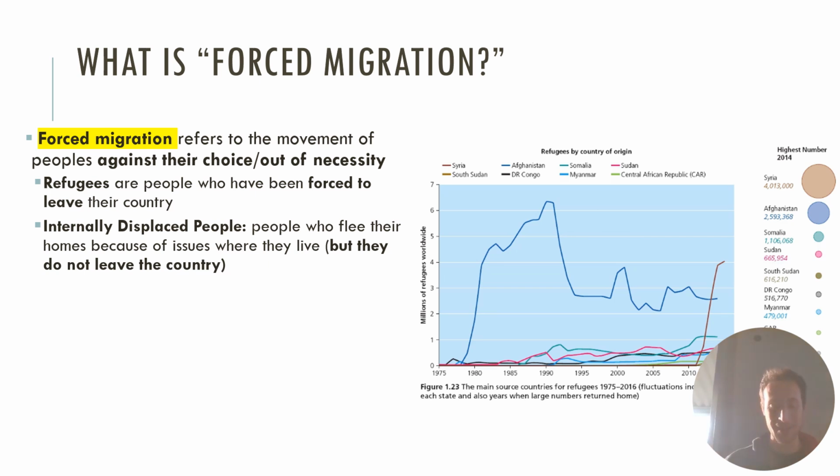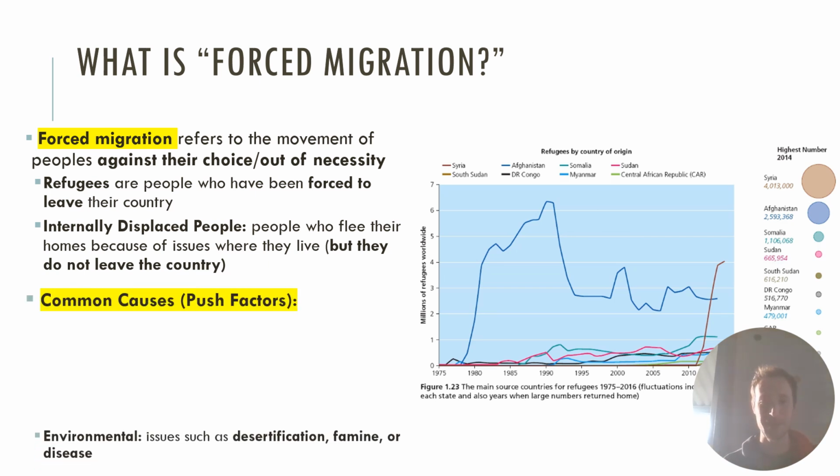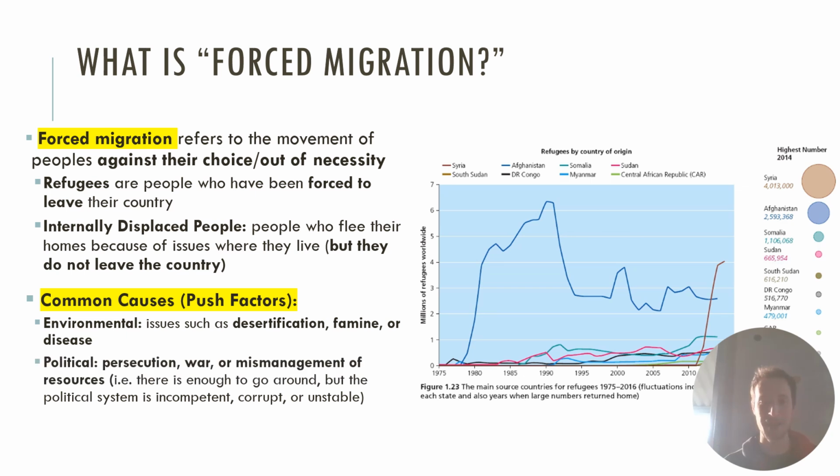Forced migration, my friends, is like this J being forced to move away from the numbers in the magnets, like the 3 and the 7. Internally displaced people are people who have to move but stay in the country where they are. And then lastly but not leastly, we talked about common causes, environmental, political. I'll leave those there so you can see them.